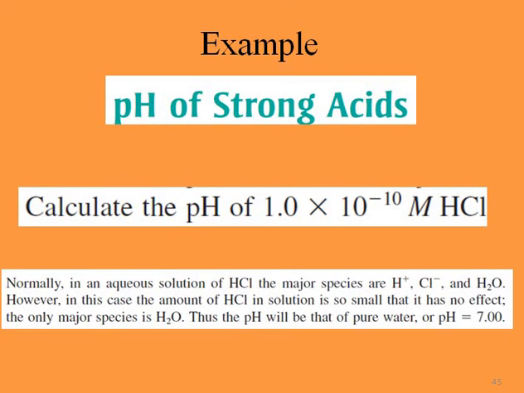Thus, the pH will be that of pure water, which is pH equal to 7, because the proton concentration of 10 to the power of -7 comes from water, and 10 to the power of -10 comes from the acid, which is negligible compared to water. So 10 to the power of -7, and when we find the pH, it will be 7. So although we have a strong acid, since the concentration is quite low, the proton coming from water is the major one, and that defines the pH.